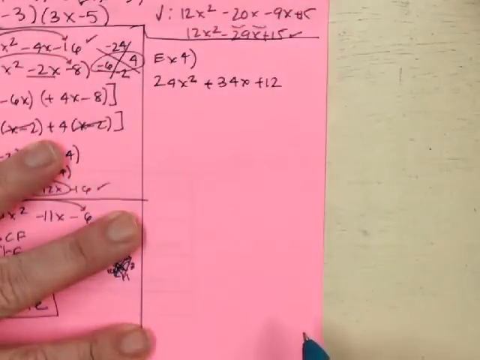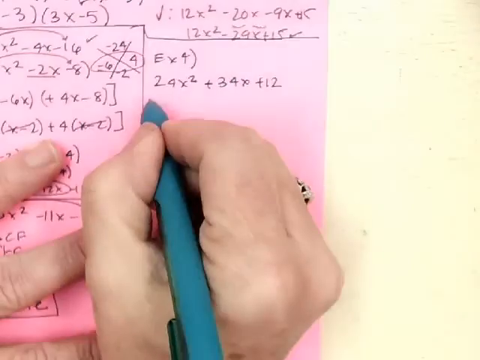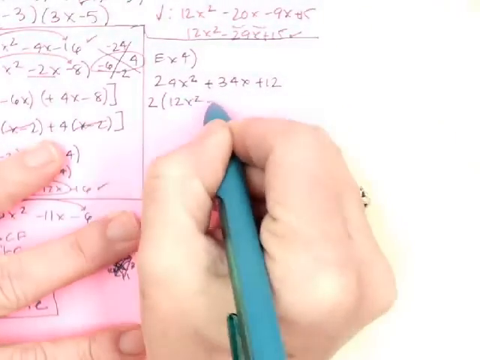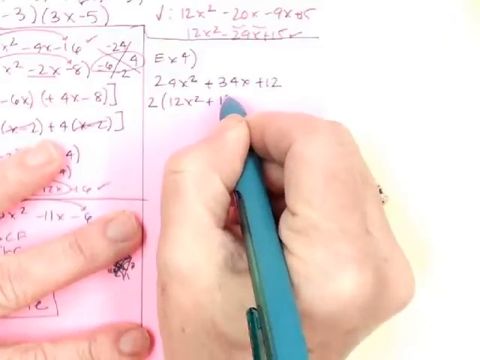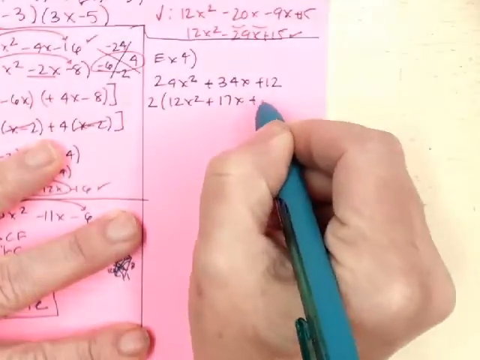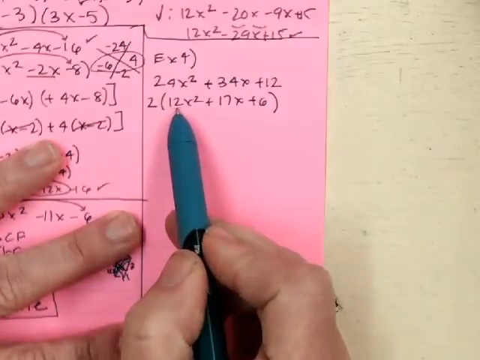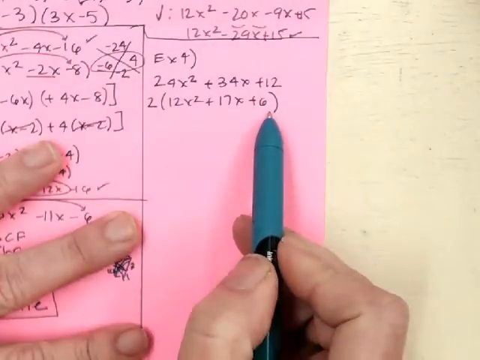Do you have a greatest common factor? Everything's at least divisible by 2. So if you're not sure and you know that 2 will come out, start with that. So I have 12x squared plus 17x plus 6. And then if you need to, check again. Nothing's going to go into 12, 17, and 6. So those are my numbers.